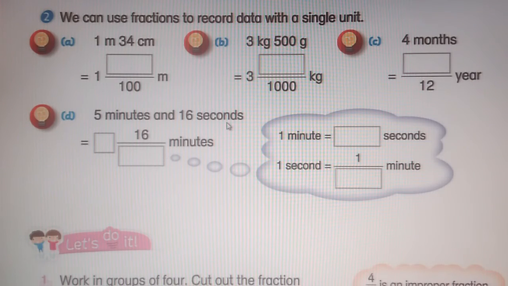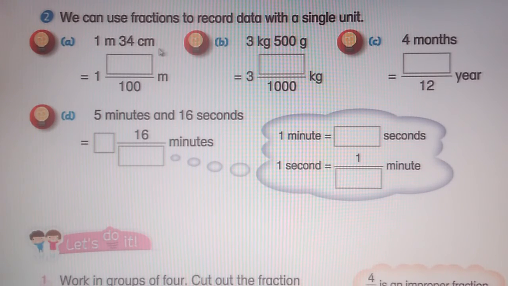So these are all things that we can use numbers on. And a fraction is a bit like a number, a new way of writing a number on things that are part of something else. For example, if you look at 2a, 1 meter and 34 cm. Now, this just expresses how long something is.